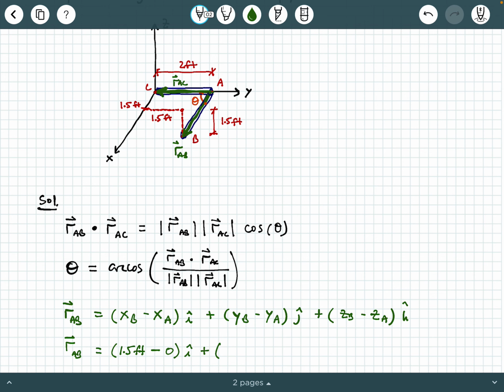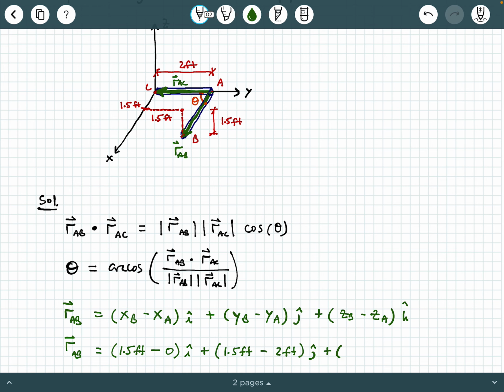Okay, what about the Y coordinate of B? Well, the Y coordinate of B is this 1.5 feet. We said that, again, point B projected up to the XY plane is here. That's 1.5 feet away from the X-axis in the positive Y direction. So that will be 1.5 feet minus Y_A. What is the Y coordinate of this point A? Well, that's this 2 feet. So minus 2 feet J.